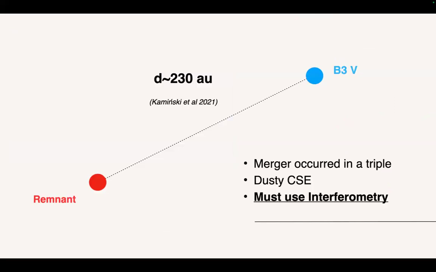So this is just a sketch of the system. You have the remnant here, and interestingly, it's thought that the merger occurred in a triple system, in a hierarchical triple. So currently, you have this red dusty merger, and it's orbiting. It's in a binary with another B-type star, so not the one that we think merged before. So what this means is that you have this triple system, and then the inner binary merged, but you still have a binary system.